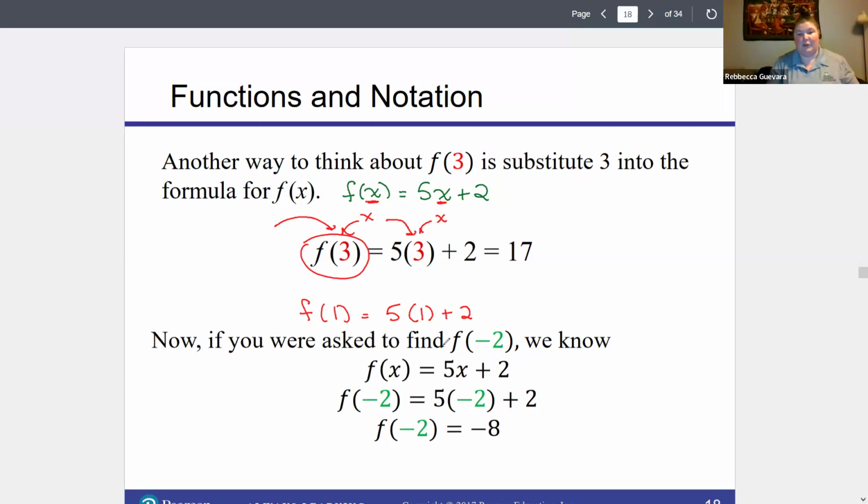As another example, if we were asked to find f of negative 2, we know that what we're going to do is take that x and replace it with that negative 2. So what replaces in here replaces the x here.